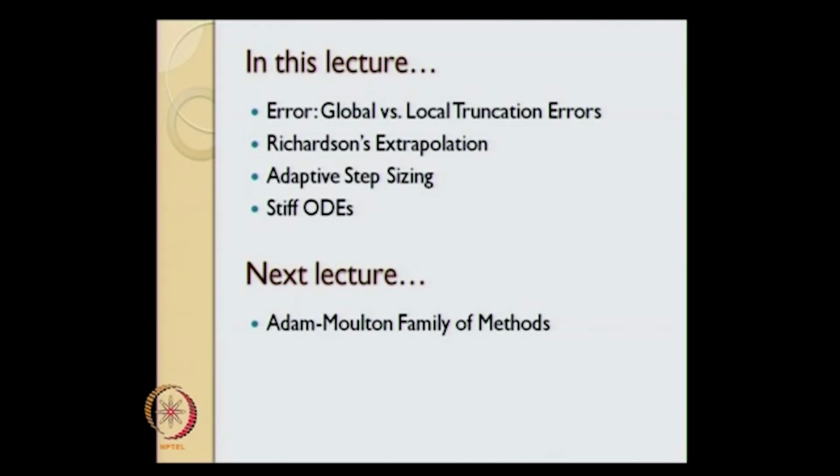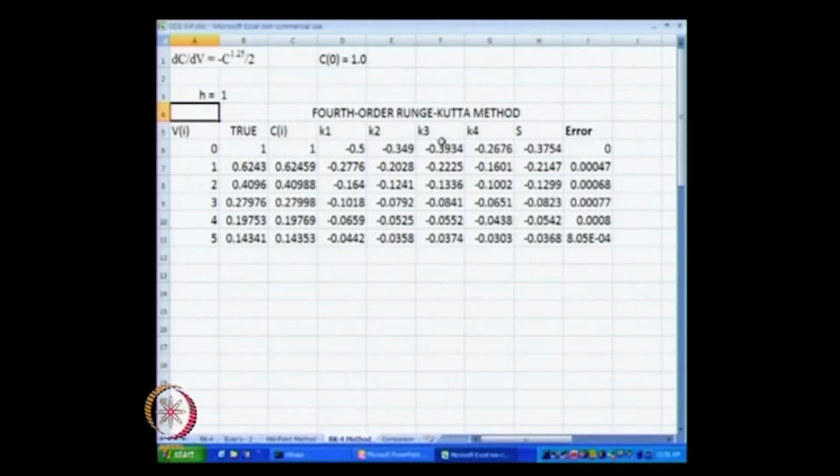Okay, so now let us go to this lecture. I will again go to Microsoft Excel and pick up a sheet that we were using in the previous lecture. Let me bring up Microsoft Excel over here. This is the sheet that we were using in the previous lecture. What we wanted to solve is dC/dV equal to minus C to the power 1.25 divided by 2.